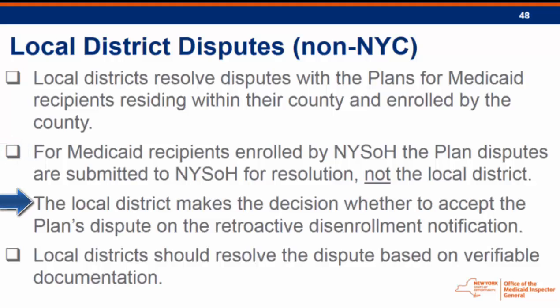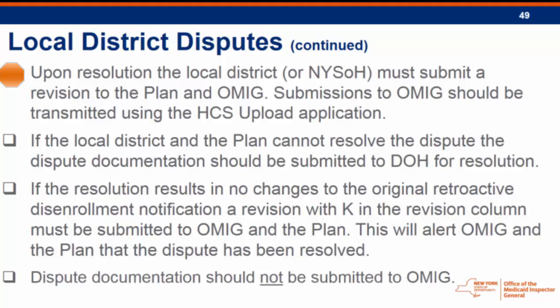The local district makes the decision whether to accept the plan's dispute on the retroactive disenrollment notification. Local districts should resolve the dispute based on verifiable documentation, or information that can be confirmed by an independent third party. The local district should require verifiable documentation prior to making a dispute determination. Upon resolution, the local district or New York State of Health must submit a revision to the plan and OMIG. Submissions to OMIG should be transmitted using the HCS upload application.